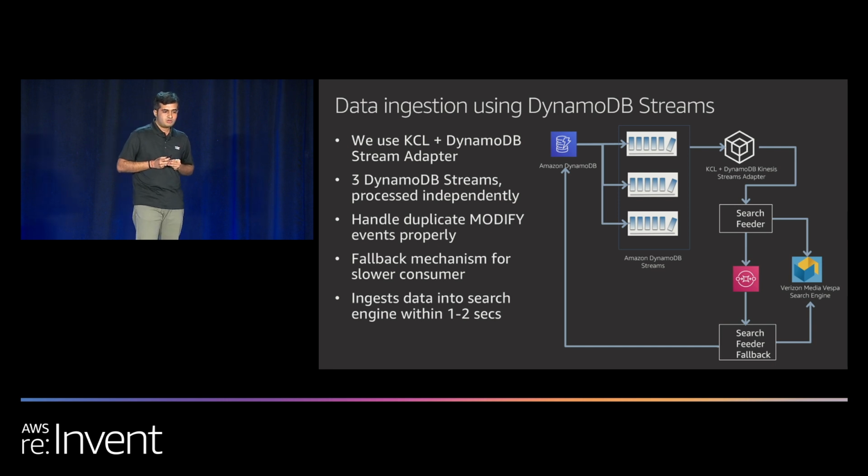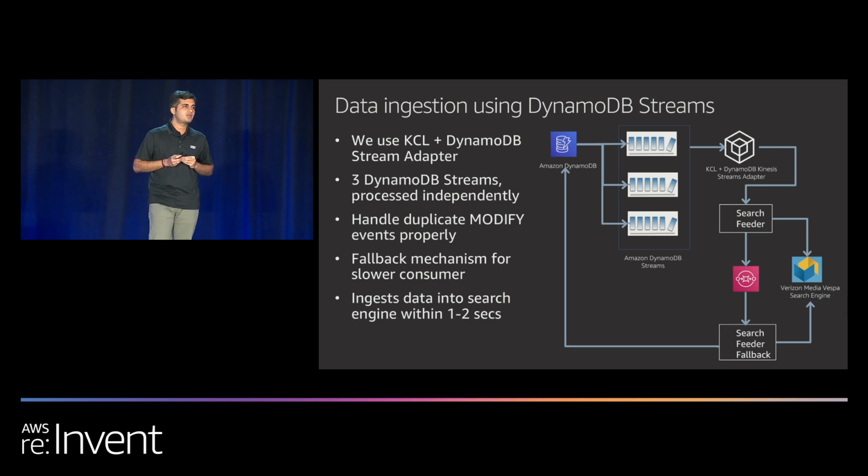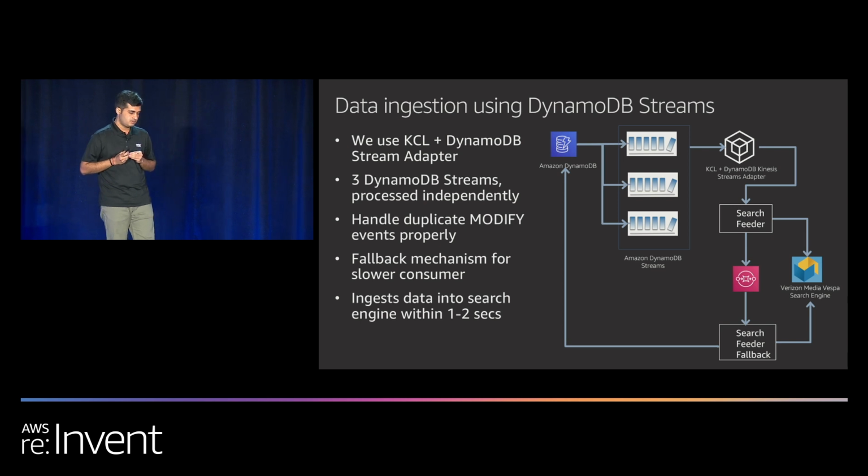DynamoDB stream holds the data for up to 24 hours. After that, it will start dropping the records which are older than 24 hours. The application can become slower or an exception can also happen. So we wanted to handle this very nicely, and we decided to keep a fallback mechanism.